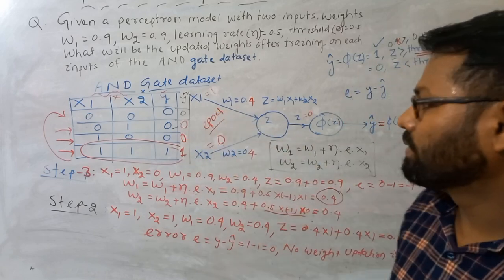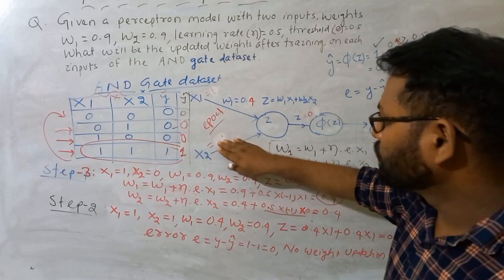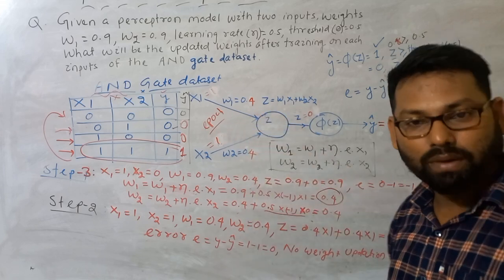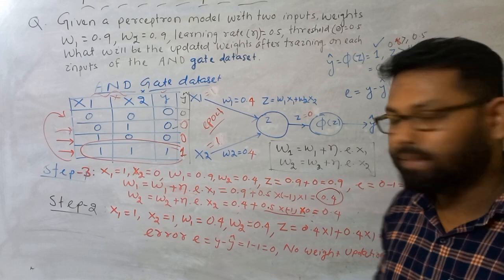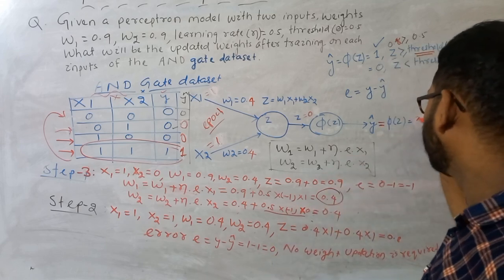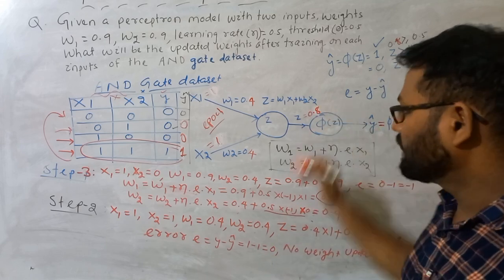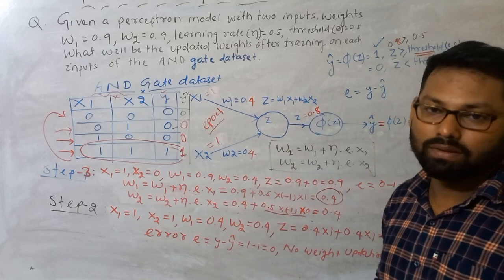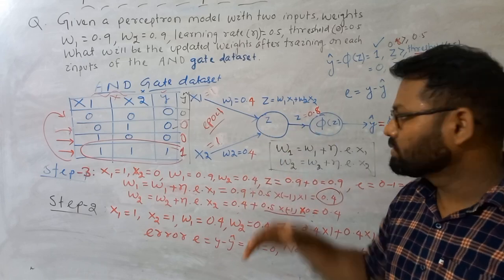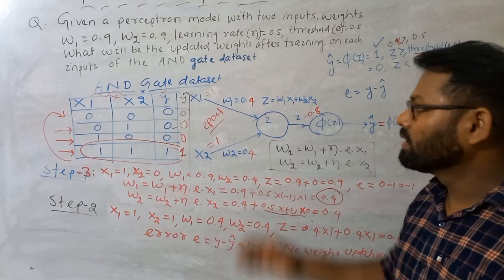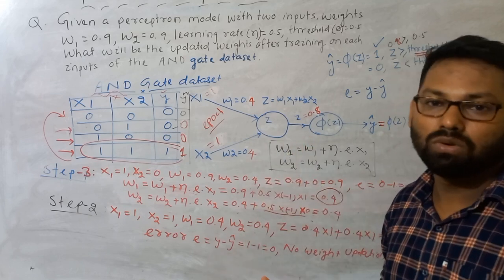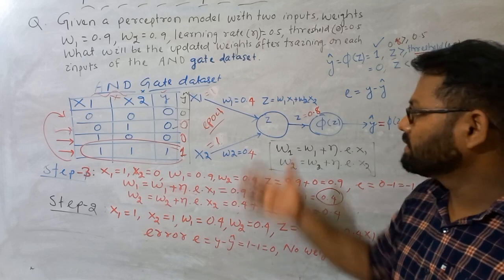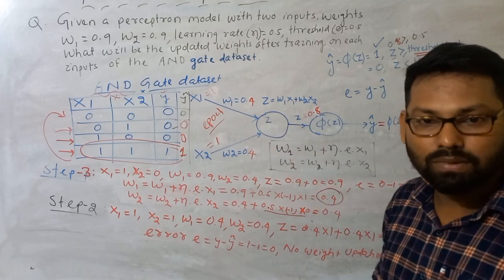Now going for 1, 1, already tested. If both are 1, 1, the sum is going to be 0.4 plus 0.4, or 0.8, which is greater than 0.5. So your prediction is going to be 1. That means for these weights, this perceptron can do perfect prediction. This is the way the perceptron works. In the same way, we can also update the weights for the OR gate. This is for the AND gate. We can do the same thing for the OR gate.